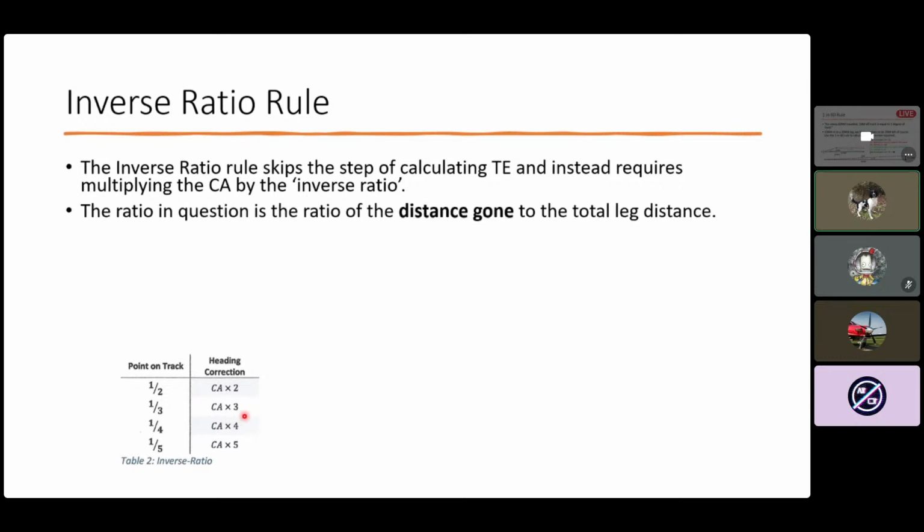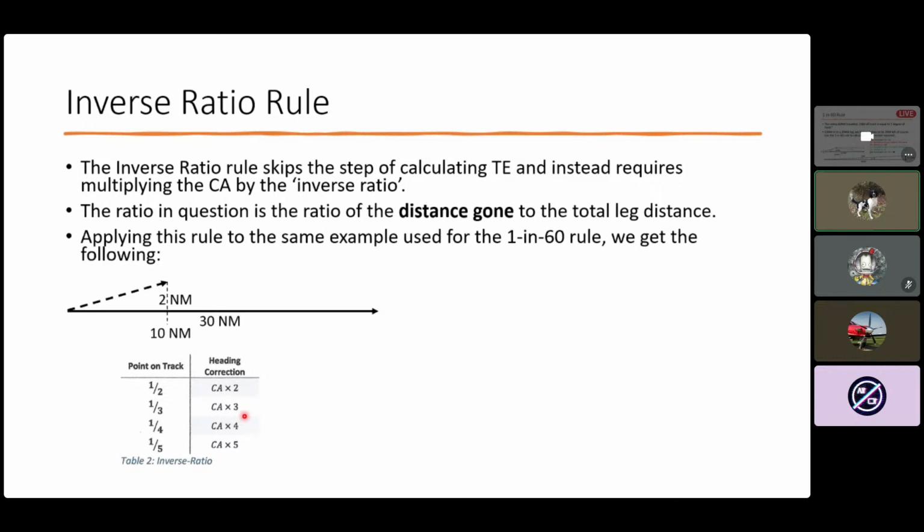So let's use the same example that we had before, okay? So 10 miles into a 30-mile leg and we're 2 miles off course. So what is our position along this leg at this point? How far into the leg are we? A third. Correct. So all we have to do is calculate the closing angle and multiply it by what?